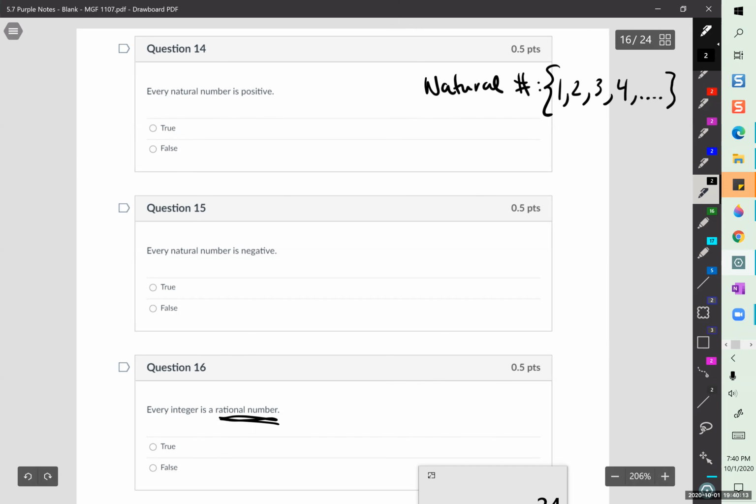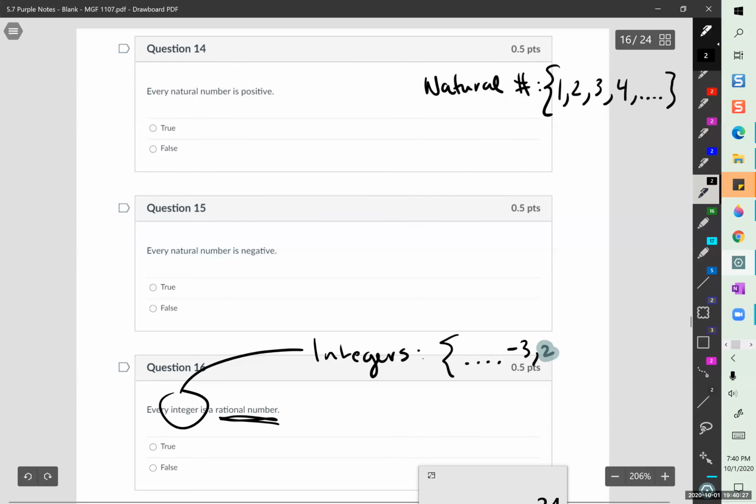So like natural numbers is this thing, right? Integers is all of the positive and negative and equal to 0 ones. We know that dot, dot, dot means pattern continues. And then rational numbers are the fractions of integers. Any fraction that you can form of integers is a rational number.